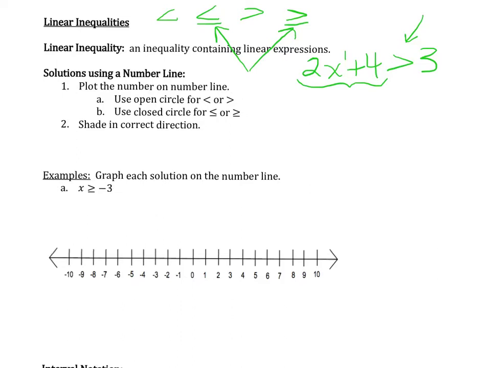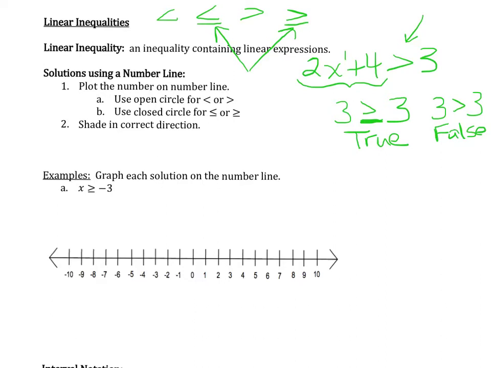For instance, if I have 3 is greater than or equal to 3, this would be true. That means that 3 is a solution because I have this equal to sign. But if I didn't, if I had 3 is greater than 3, that would be false, and that means this 3 would not be a part of my solution.